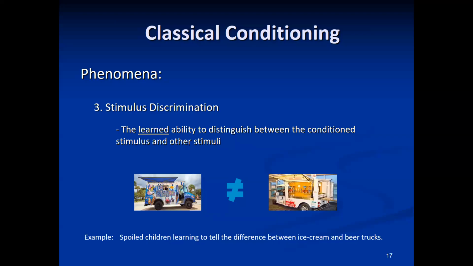Stimulus discrimination is the opposite of stimulus generalization. It is the ability to distinguish between the conditioned stimulus and other stimuli. The ability is learned. The more differences between stimuli there are, the more easily they can be told apart. For example, a spoiled child could learn to spot the difference between an ice cream truck and a beer truck.